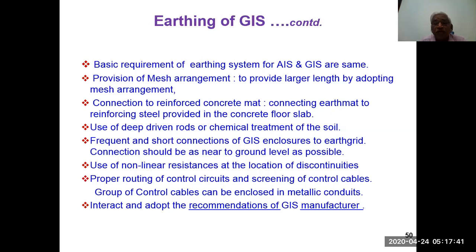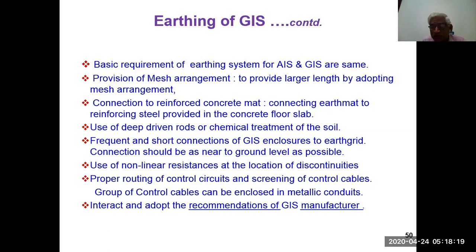Use of deep driven rods or chemical treatment of the soil. Frequent and short connections of GIS enclosures to the earthing grid, and the connection should be as near to the ground level as possible. Use of a non-linear resistance at the locations of the discontinuities. And proper routing of control circuits and screening of control cables, and a group of control cables can be enclosed in metallic conduits. Interact and adopt the recommendations of the GIS manufacturer.